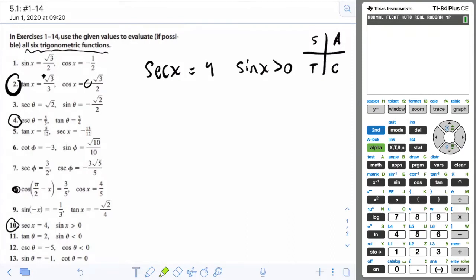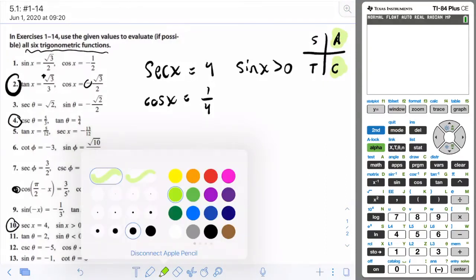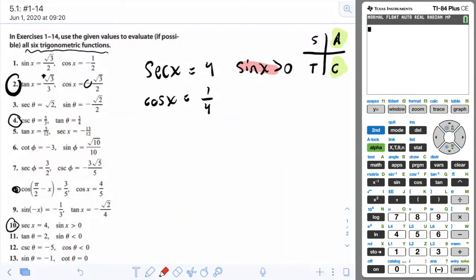So if the secant here is positive, remember that secant is 1 over cosine. So while we're here, we can find that the cosine of x is 1 over 4 just by finding the reciprocal. Now keep in mind that's positive. So the cosine is positive here and here. And your sine, it tells us, is greater than 0, right there. So the sine is greater than 0 here and here, which means we know that our angle is going to be up there in the first quadrant.